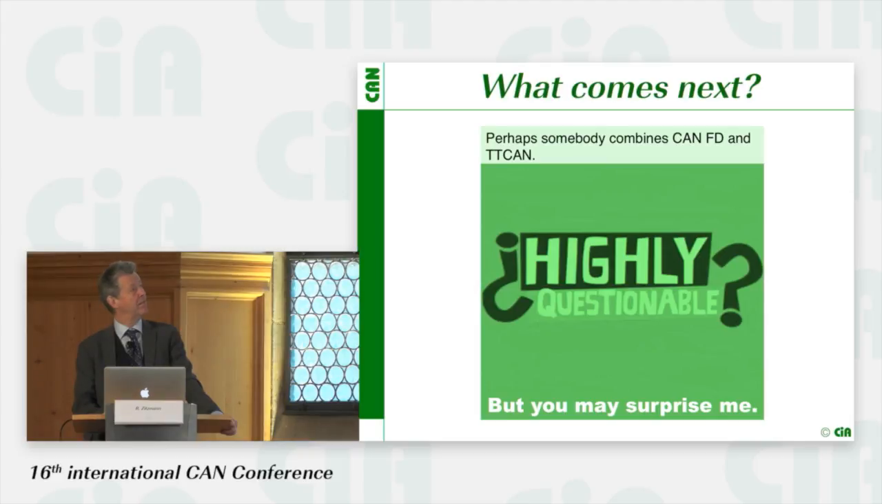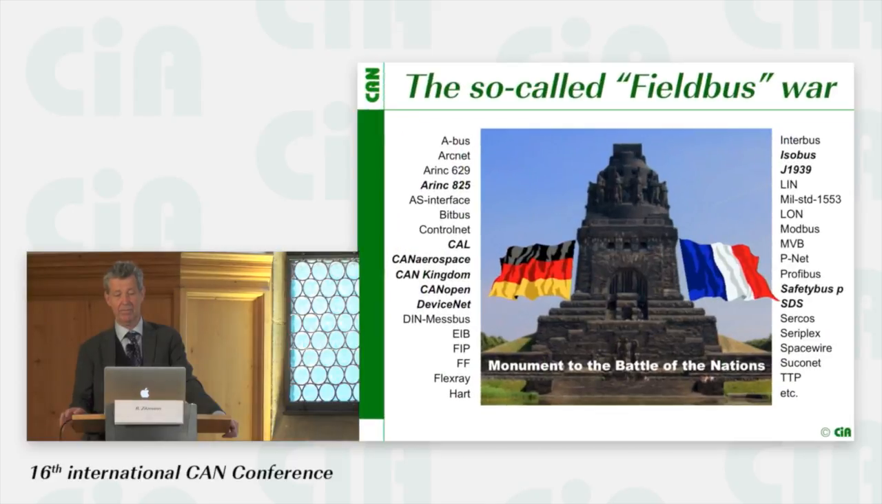Layer 7 is the application layer, and don't mix this up with the application. This is what was in the 90s a big fight between different technologies all over the world. This was the so-called Fieldbus war. You see just a selection of those protocols, with or without application layer, fighting each other on bits and bytes, and it was really awful.